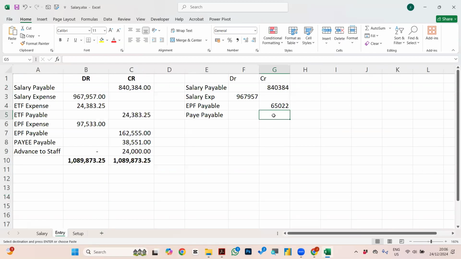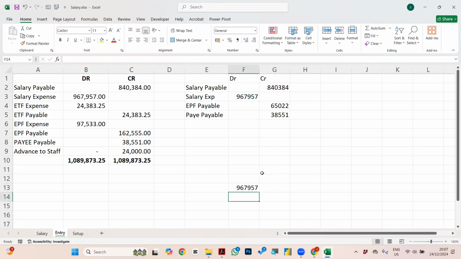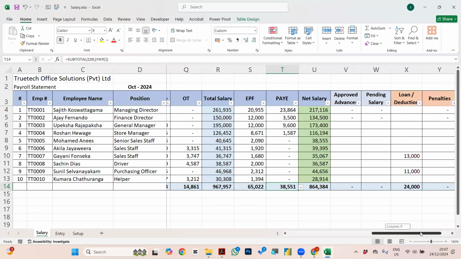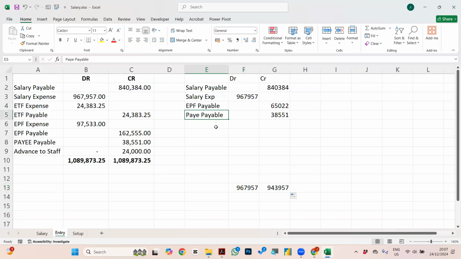So I'm going to add a total here just to make sure everything is matching. Okay, here it's not matching, because we have deducted some amount from the employees related to the loan. Those are staff advances, 24,000. So I'm going to say staff advances, and it was a debit.